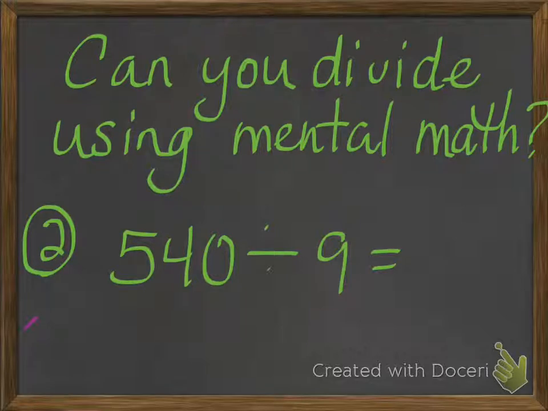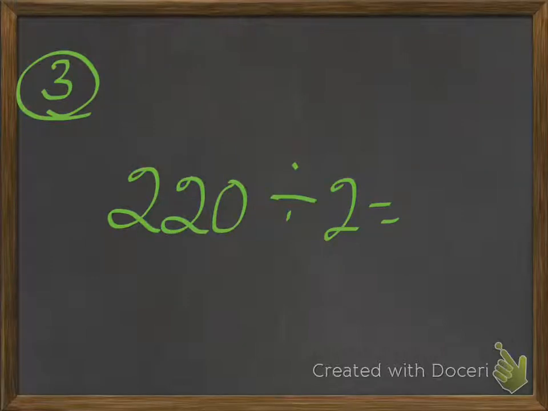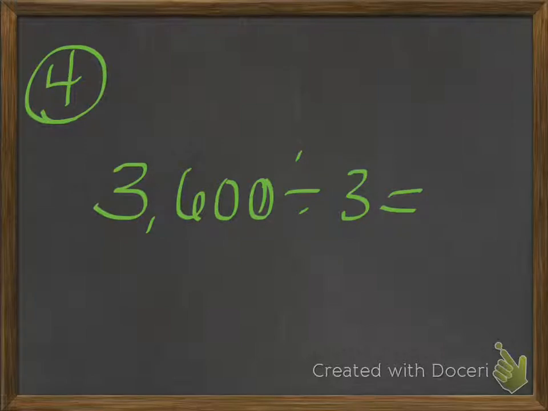Okay, number two. Can you divide these problems using only mental math? So you can write it down, but see if you can do it just using your mental math without actually having to write a division box and putting the numbers inside and outside of the division box. Number three, we're still using mental math to divide: 220 divided by 2. Number four, 3,600 divided by 3. We're still using mental math.